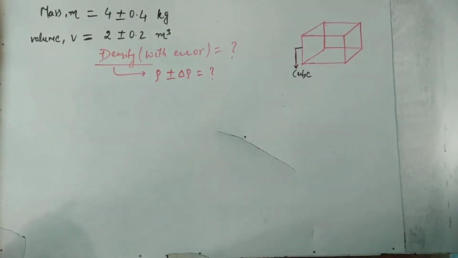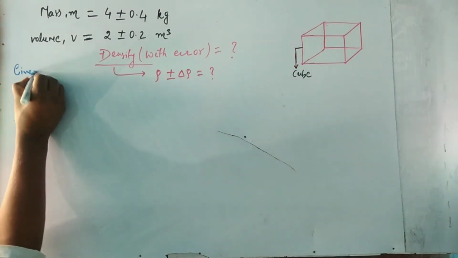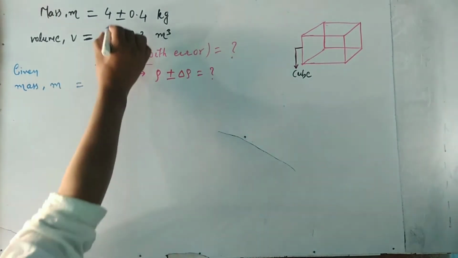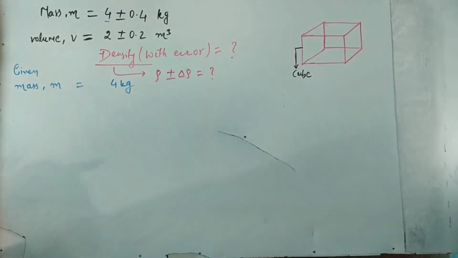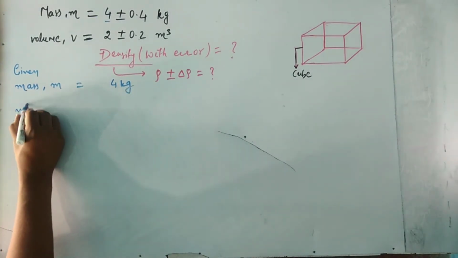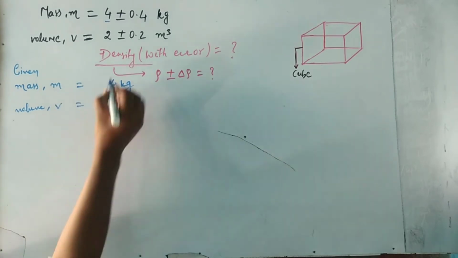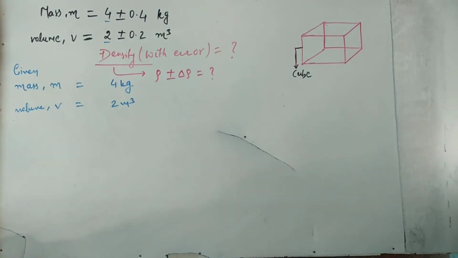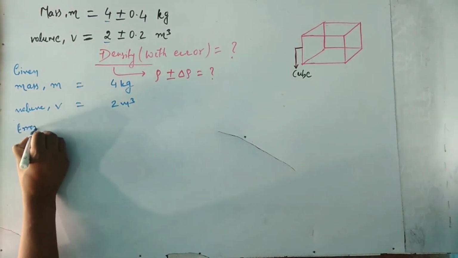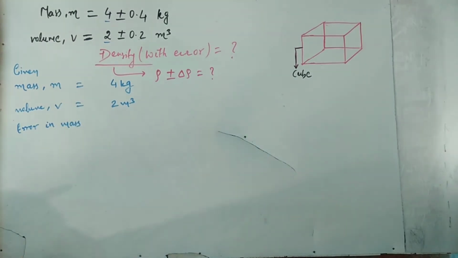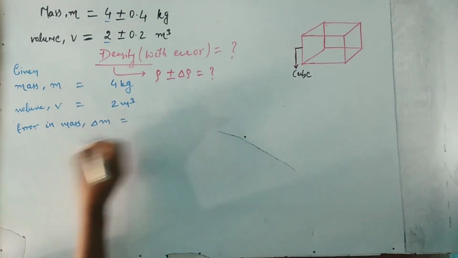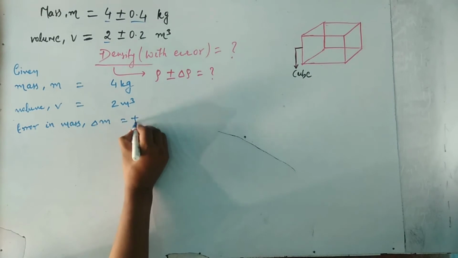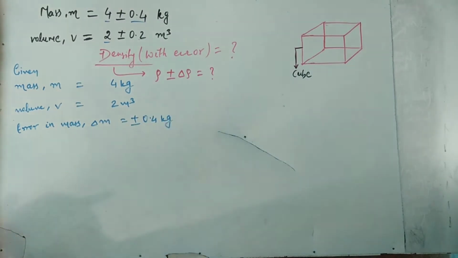So first, according to the question, the given data is: mass m is equal to 4 kg. Next data, volume V is equal to 2 meter cube. Next given data is error in mass. So error in mass is plus minus 0.4 kg. So del m is equal to plus minus 0.4 kg.